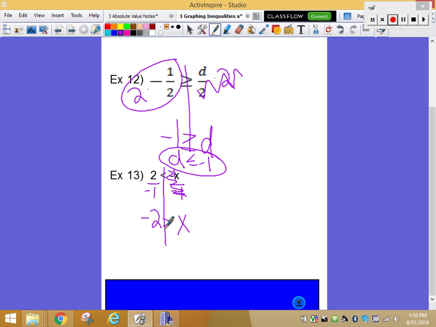Now what's wrong with this answer? Well, your x is on the wrong side. So I'm going to flip my x and my negative 2. And when I flip those, I also flip my inequality. And that's my final answer for 13.